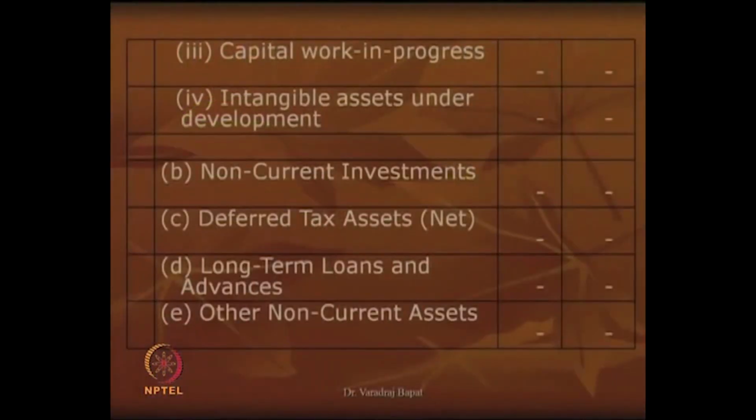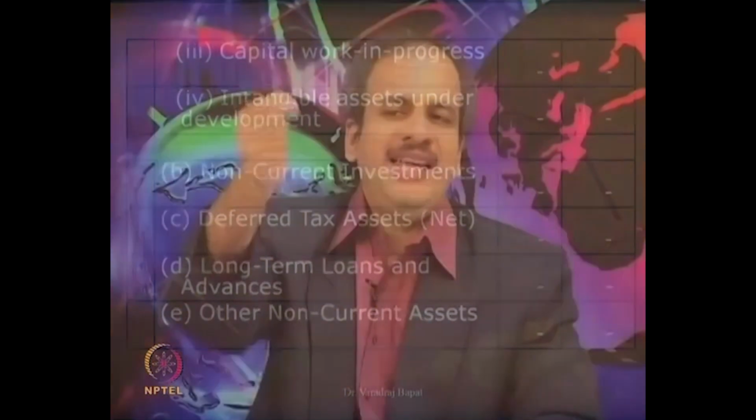Same way, if I deposit some money with the electricity company to get the electric connection, I have to keep a deposit with them, then that is a long-term loan and advance, right. Item E, the last item now, is known as other non-current assets. What does not fall in A, B, C, D will come in E.